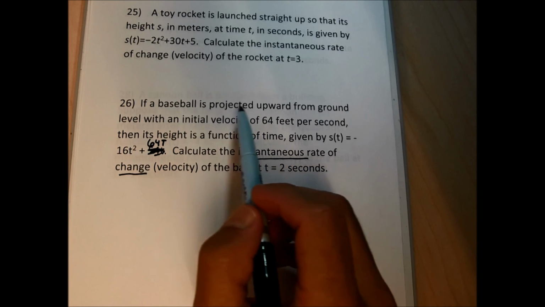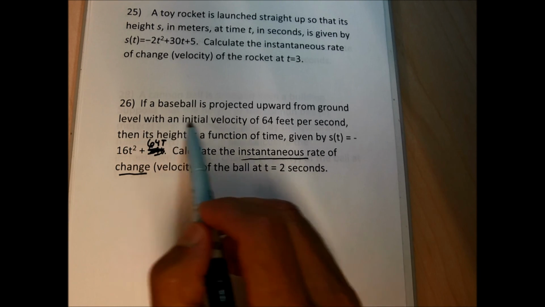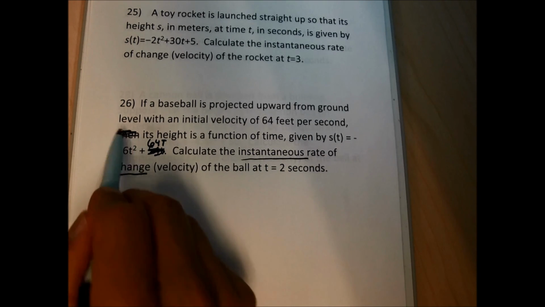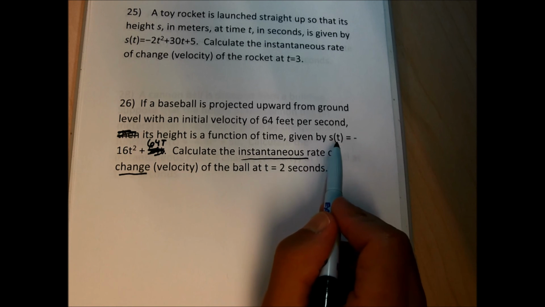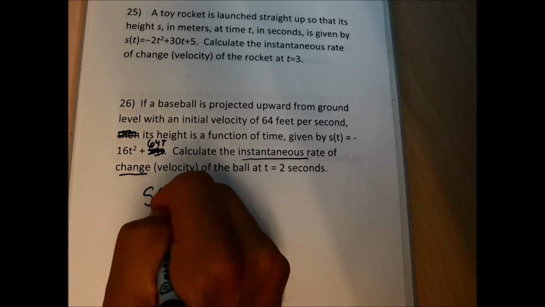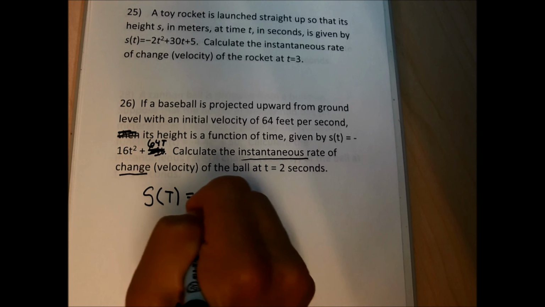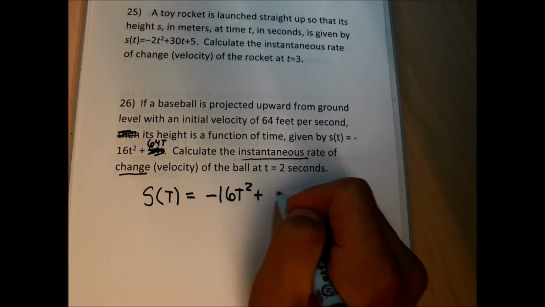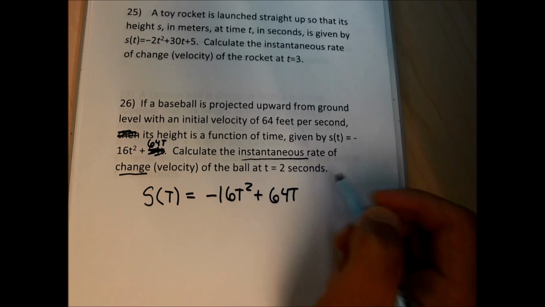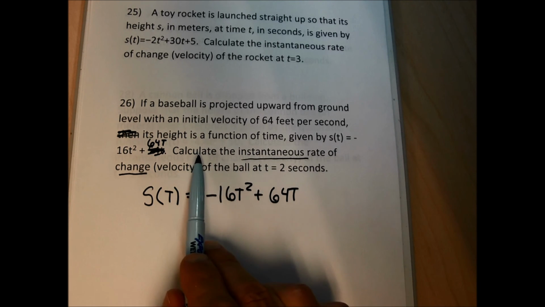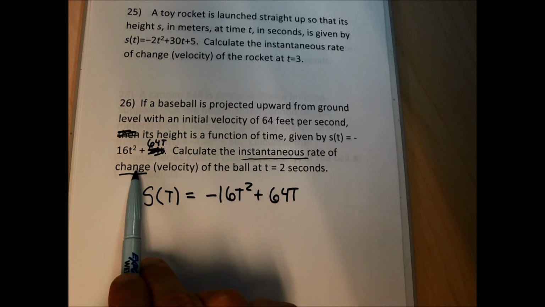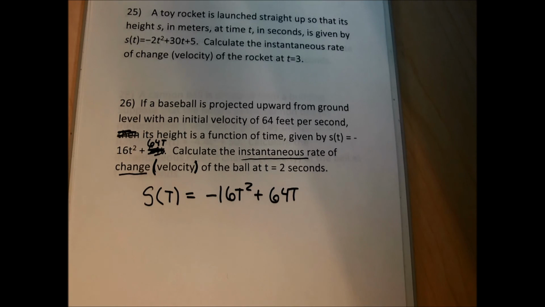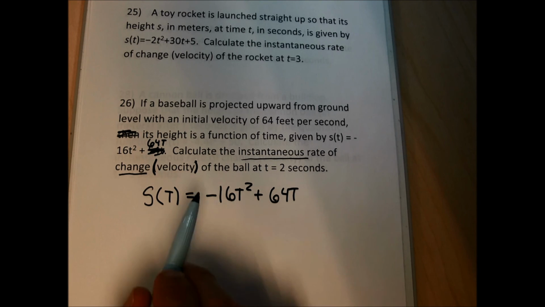A baseball is projected upward from ground level with an initial velocity of 64 feet per second. Then its height is a function of time given by the formula s of t, which should be negative 16t squared plus 64t. I'm asked to calculate the instantaneous rate of change, which in this case is how fast the ball is moving at 2 seconds.